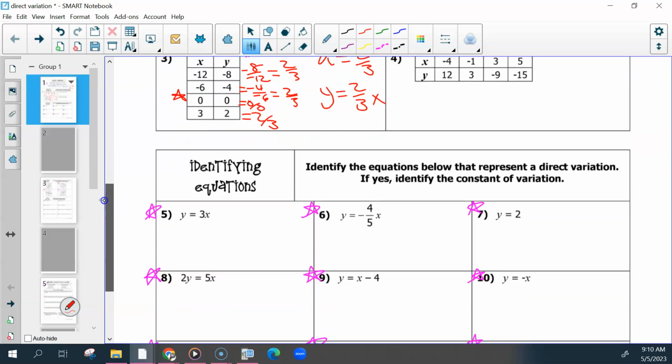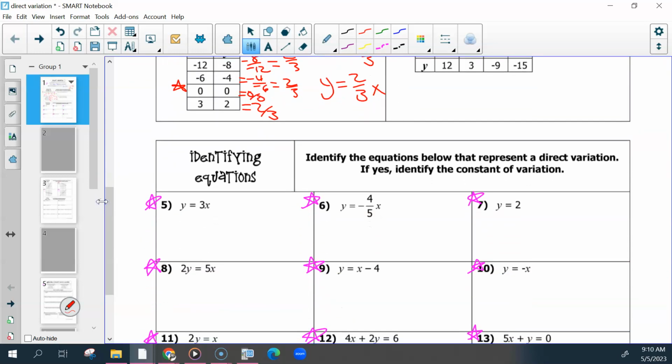There was a problem on the SOL packet where we had to tell whether it was direct or not just by looking at the equation, or you could correct it. So if it matches that format, y equals kx, it is direct. So would 5 be direct? Yes. And then it says if it is, what is the k value? 3. Is 6 direct? Yes. What's the k value?